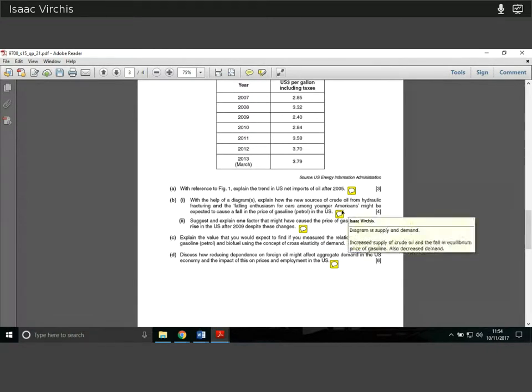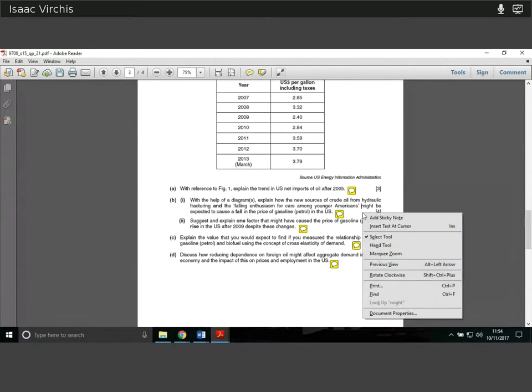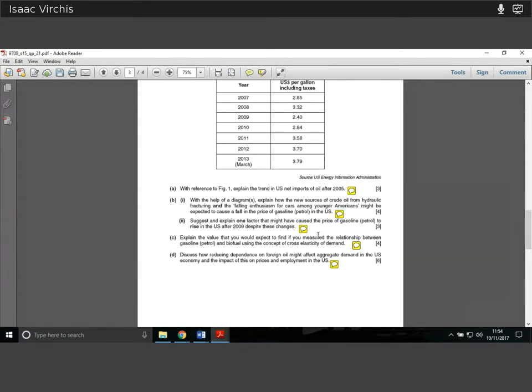But let's talk about supply first. So first, we've got this increased supply of crude oil, which means we're going to shift supply to the right, therefore lowering the price. That's the supply side. And then the demand side here is we're getting decreased demand, and that's also going to lower the price. So both of these are going to be pushing down the price of oil, and you need to show that on a diagram. Pretty simple question there.